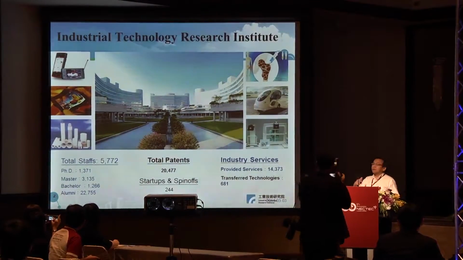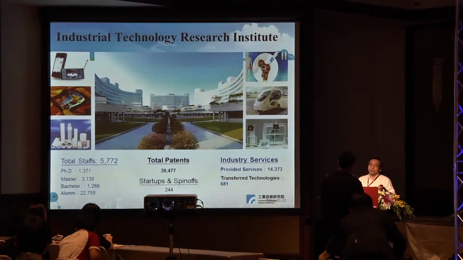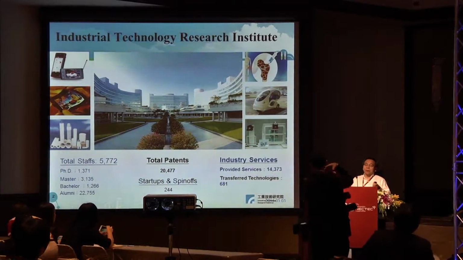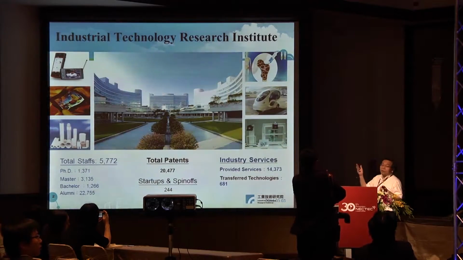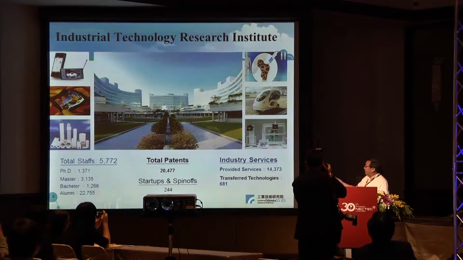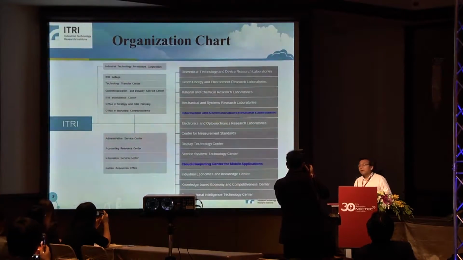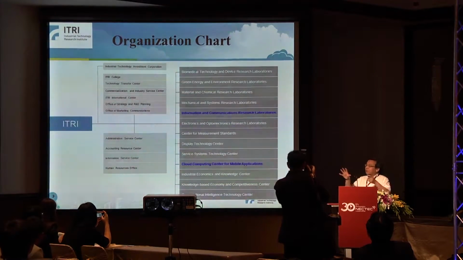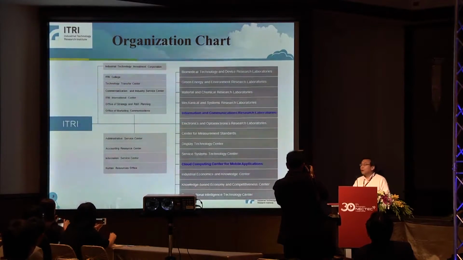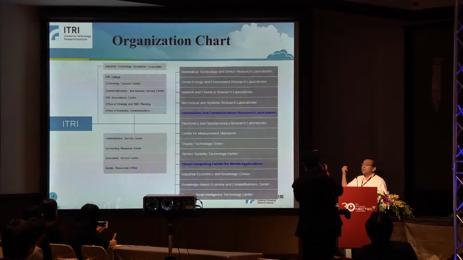So ITRI, think of it as sort of like a central research lab for all of the companies in Taiwan. That was the original goal for setting up ITRI. We have about 6,000 people, many patents, and a lot of spin-offs. So it's quite successful over the years. Where I came from is the Information and Communication Research Labs. We focus on information, communication, electronics, and so on. We have about 1,100 staff members in that lab.